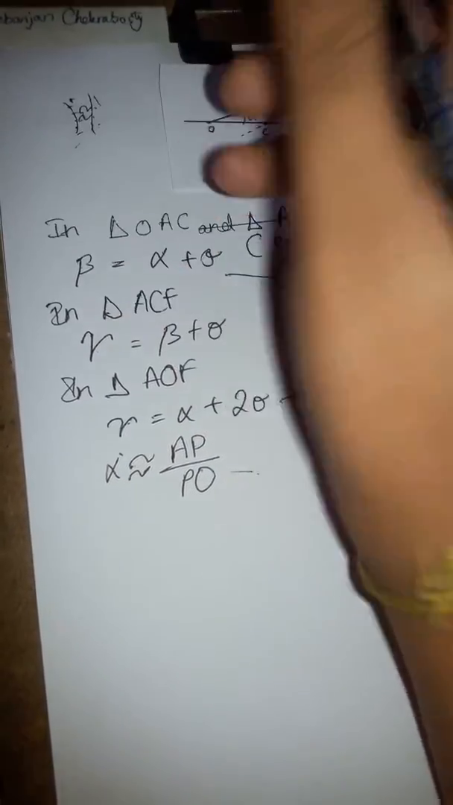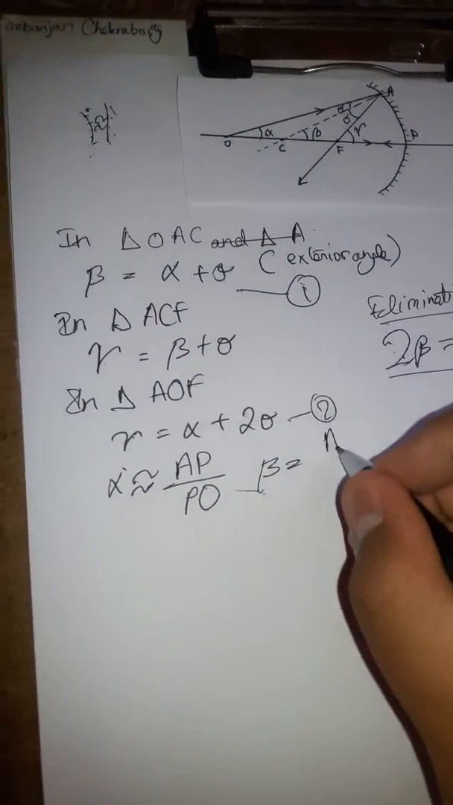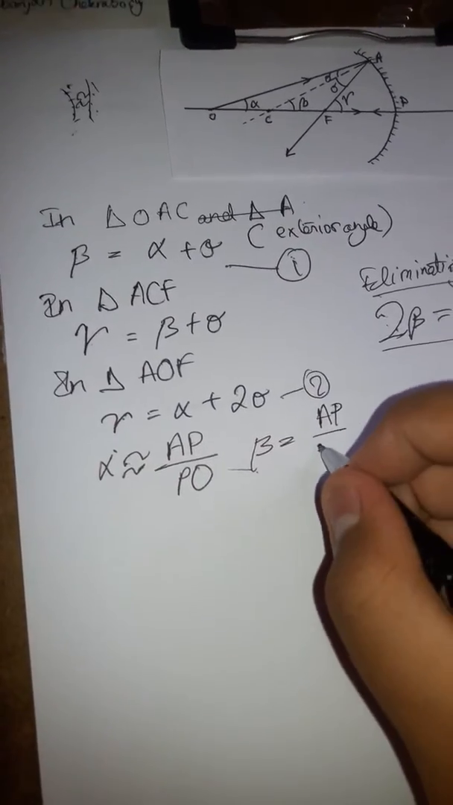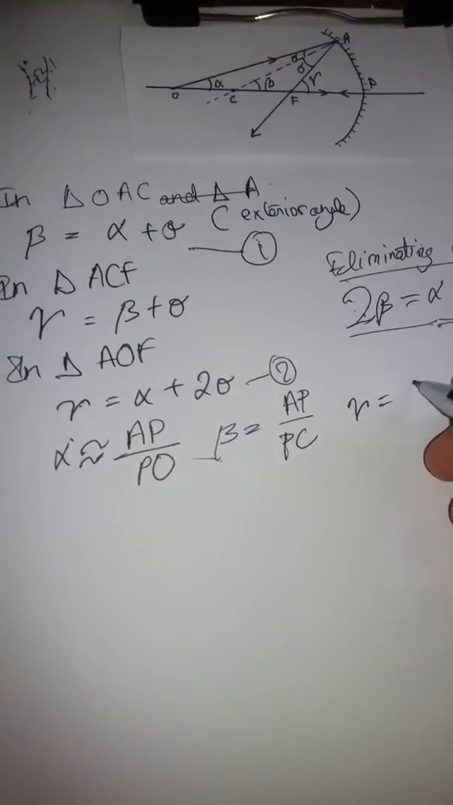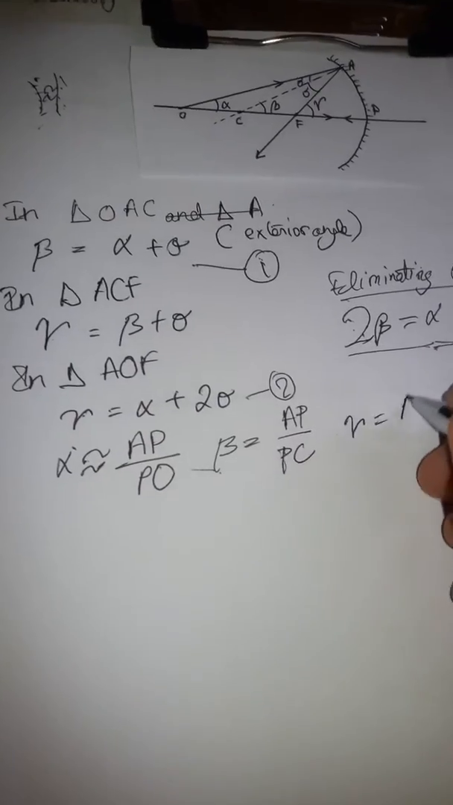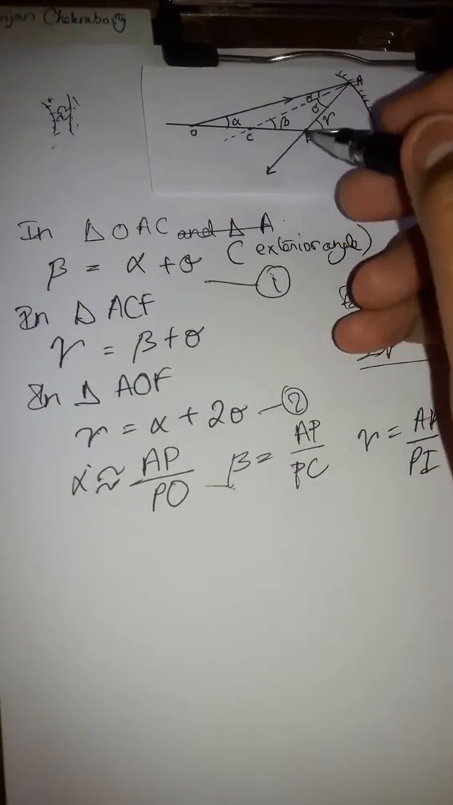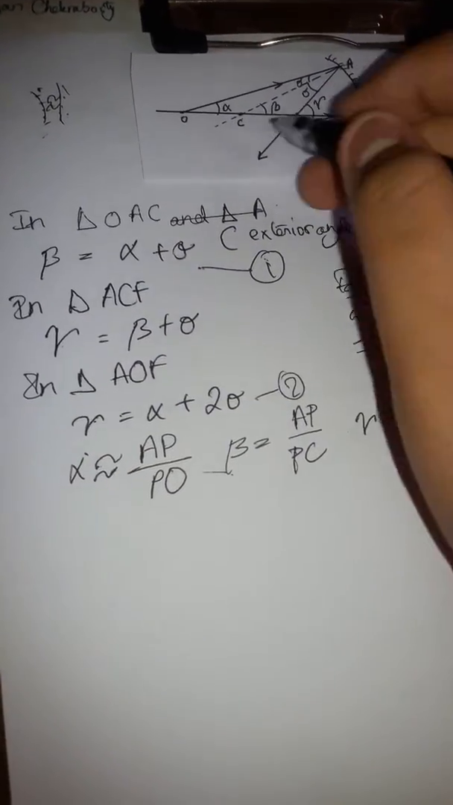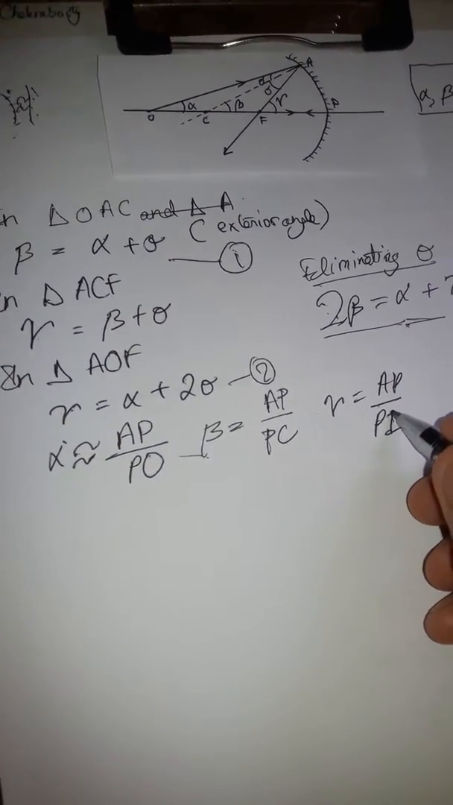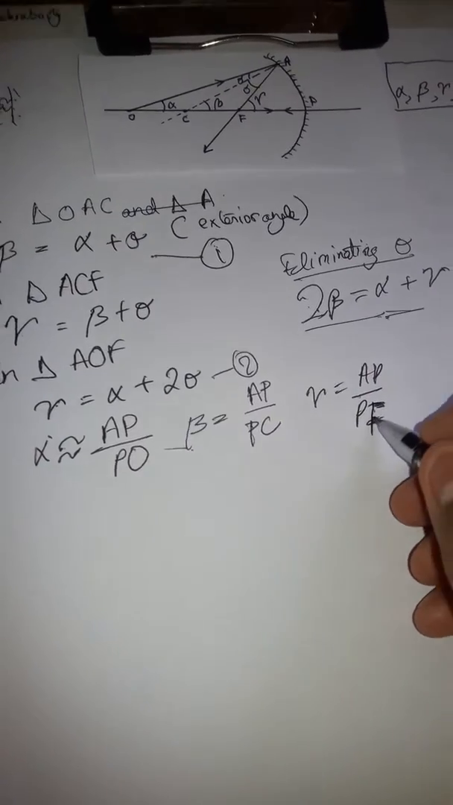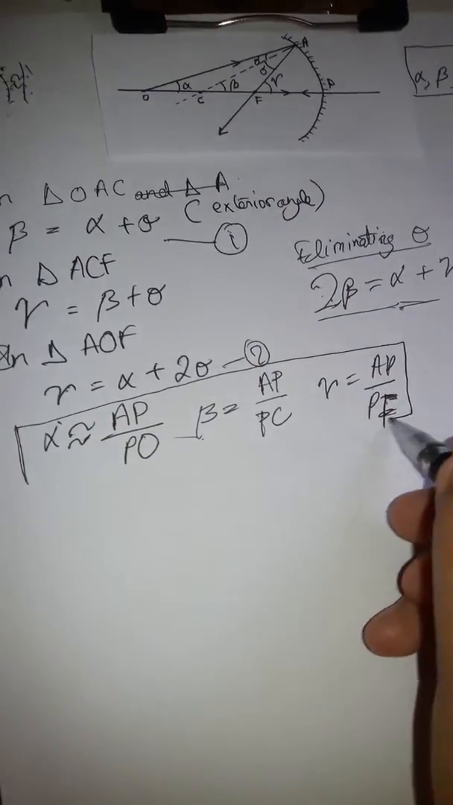So we can estimate that beta is equal to AP by PC, and we can say gamma is equal to AP by PI. Here, in our notation we used to say I, but this is F, remember, for the point of focus. This is the basic notation we have made.